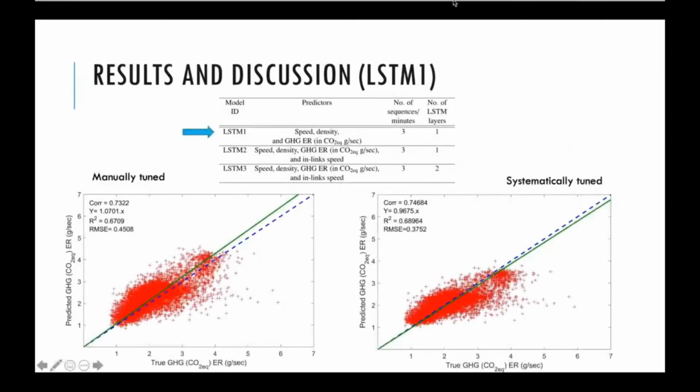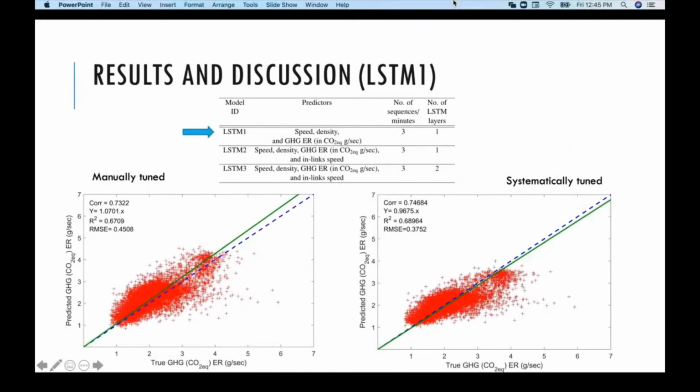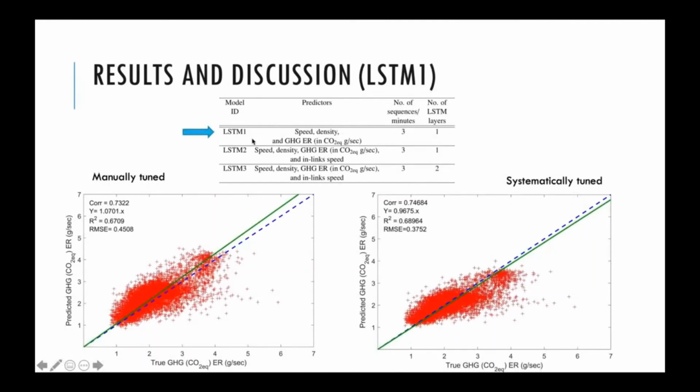when used. Moving now to the major part of this presentation, which is related to the results of LSTM. This LSTM was used for comparison between LSTM and the ARIMA and clustering. We used the same predictors, speed, density, and greenhouse gas emission rate for the last three sequences, or minutes, while using one hidden layer. We used the same performance indicators.